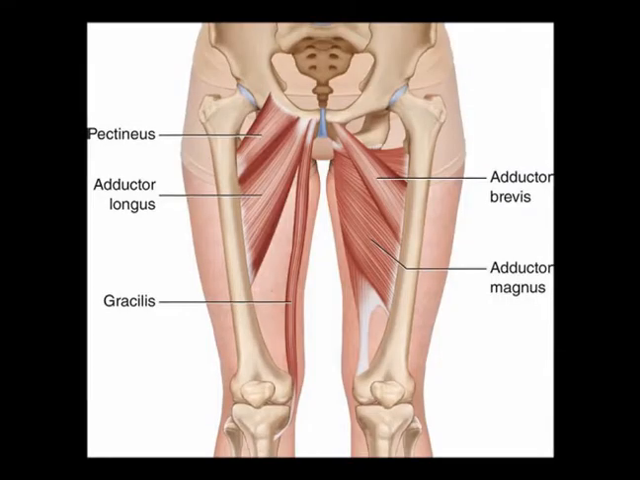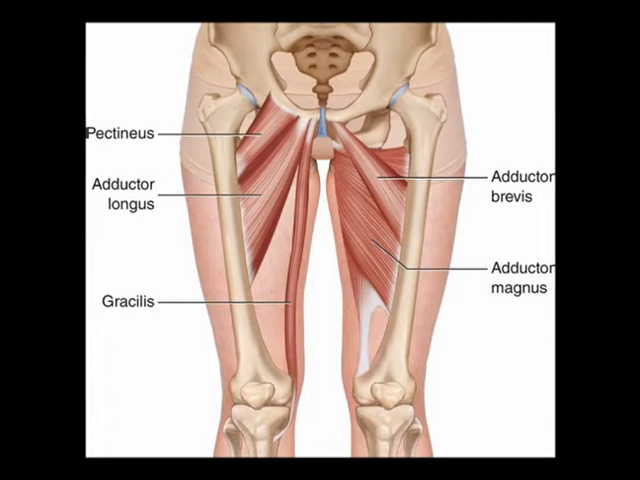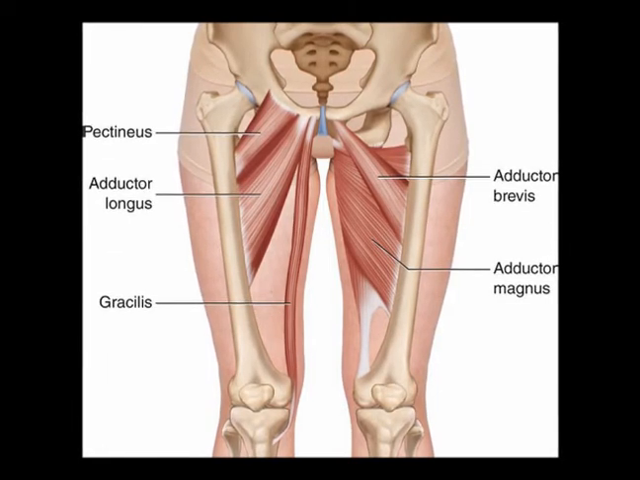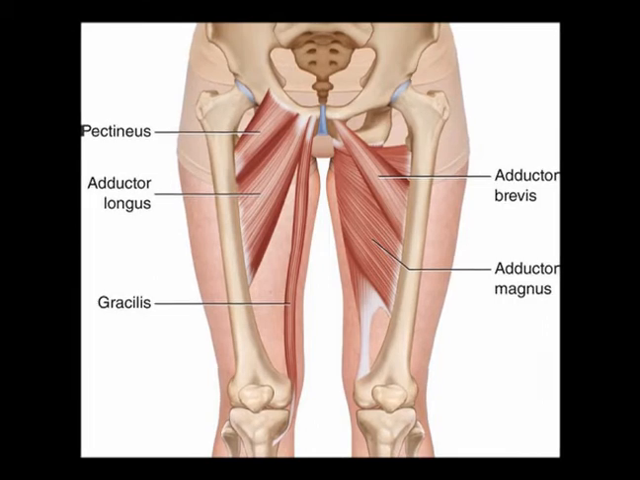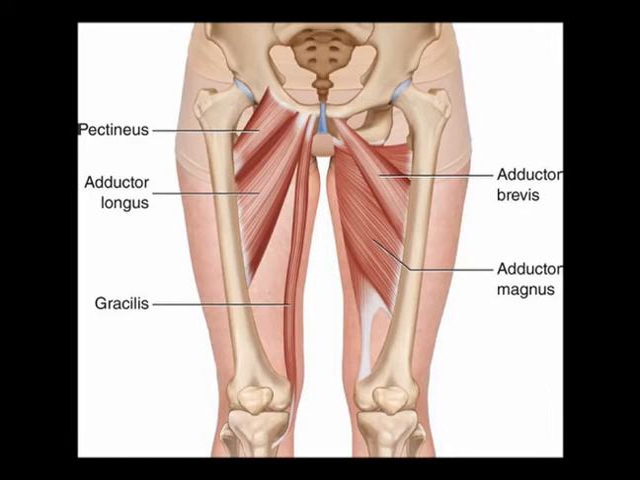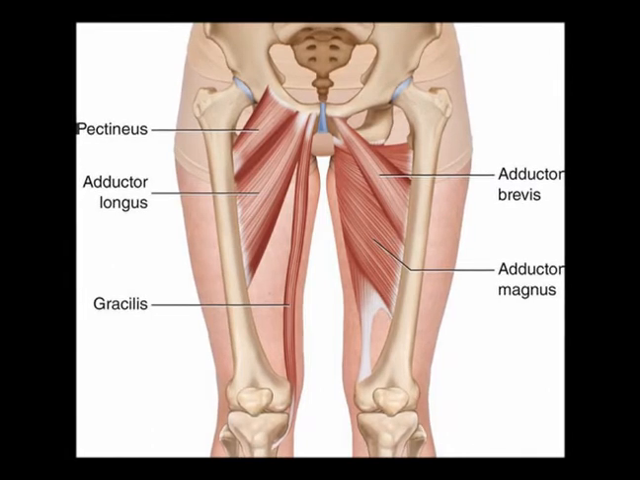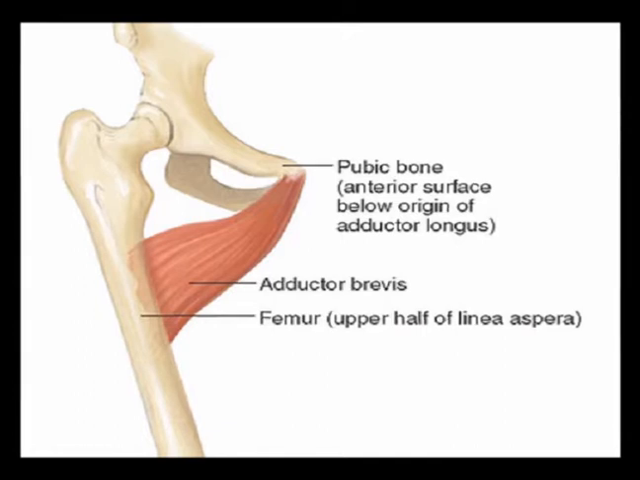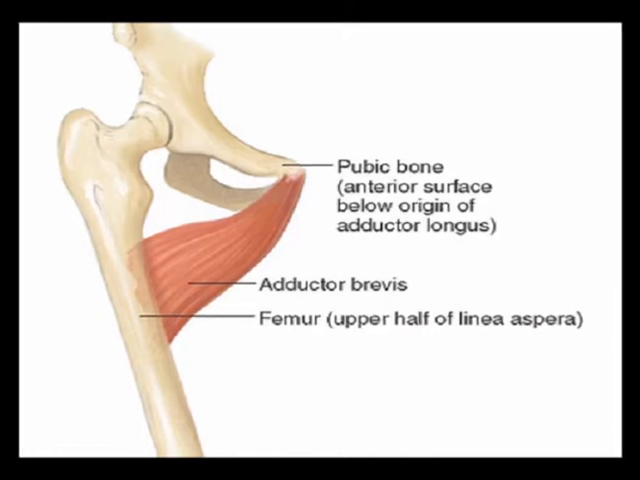On today's episode of 2 Minutes of Anatomy, I'm going to speak about the adductor brevis. There are six muscles that perform hip adduction. These muscles are the gracilis, the adductor longus, the adductor magnus, the adductor brevis, the pectineus, and the obturator externus. The muscle I'm going to speak about today is one of those six muscles, and that is the adductor brevis.